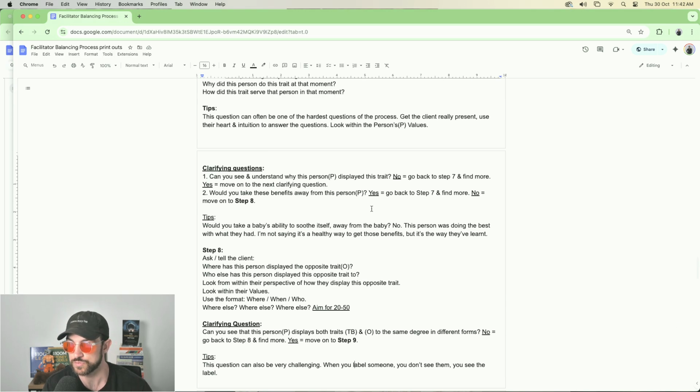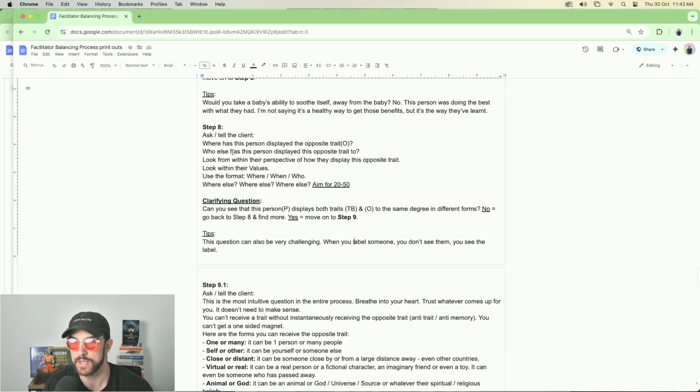There we go. So where else has this person displayed the opposite trait? Who else has this person displayed the opposite trait to? Look within their perspective of how they would display the trait. Look within their values. And use the same format that we did for step 1: when, where, who, when, where, who, where else, where else. Look through childhood, upbringing, everything you know about this person. And again, look from their perspective.